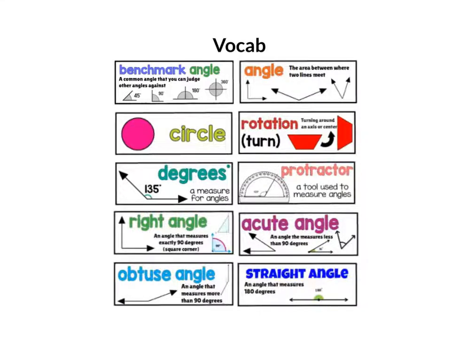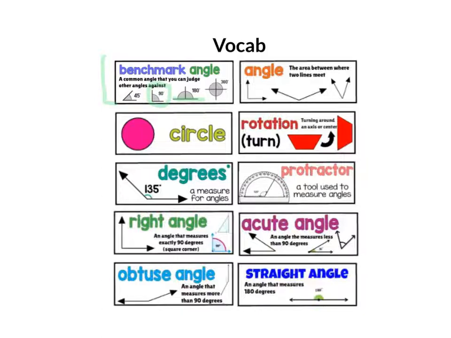First up, we've got benchmark angle. A benchmark angle is a common angle that you can judge other angles against. So these are going to be those angles that we already have memorized. Like when we see that perfect square corner, we automatically know it's a 90-degree angle, right? A right angle. When we see that perfect straight line, we already know a straight angle is 180 degrees.